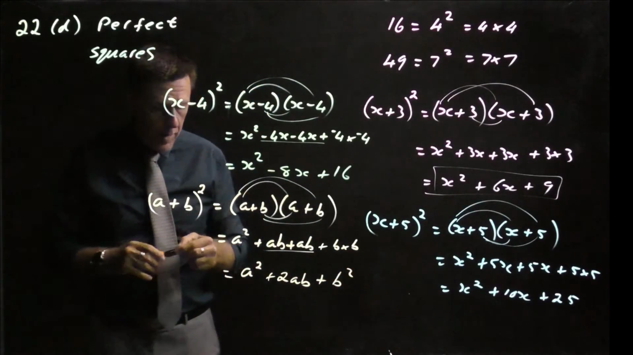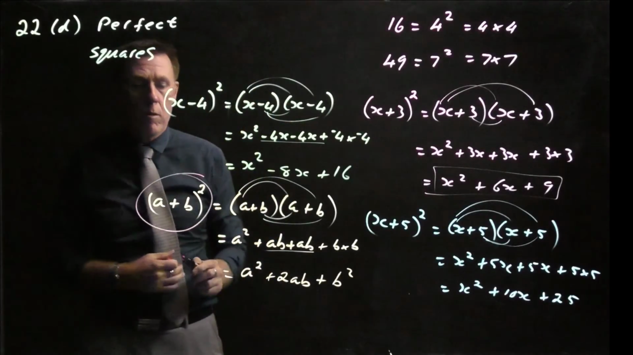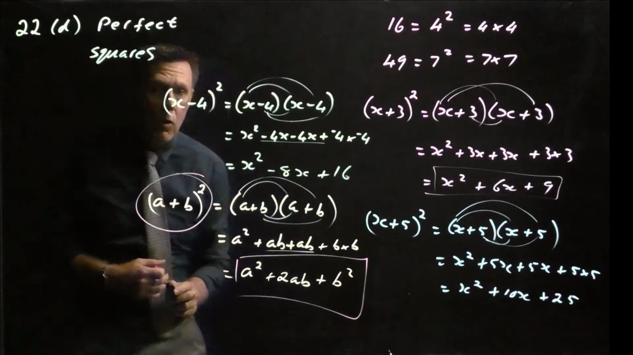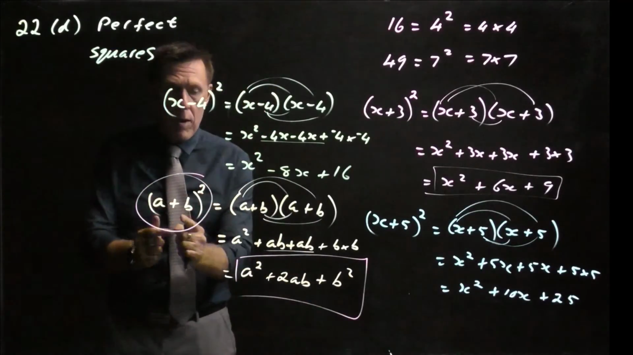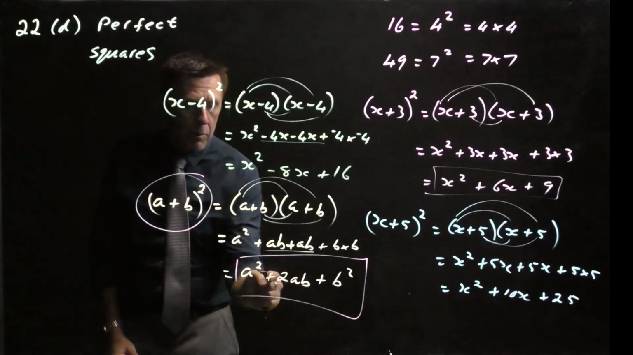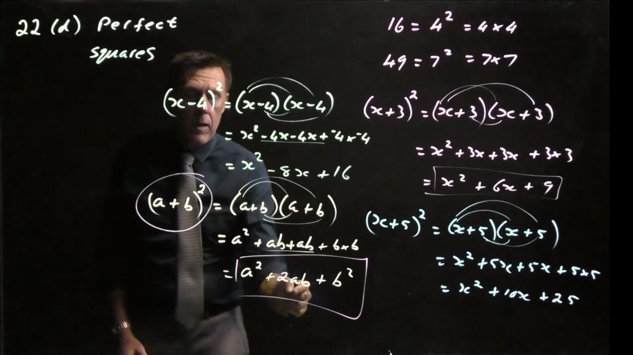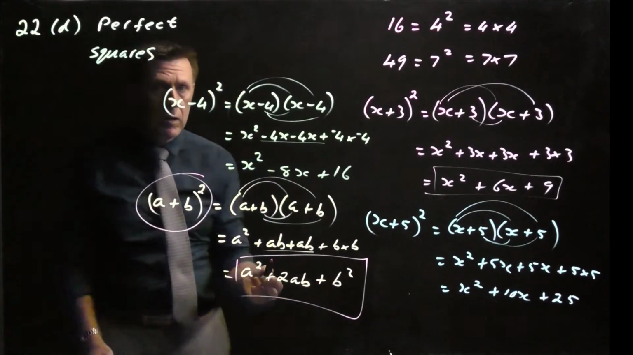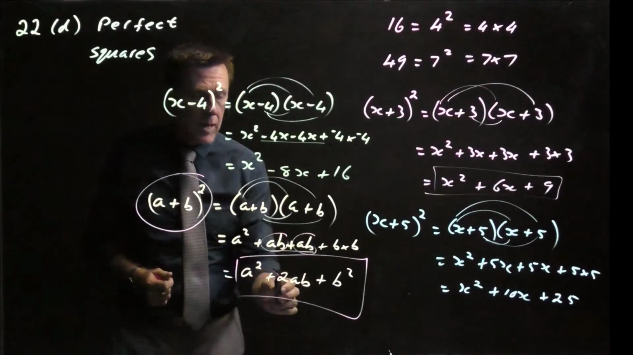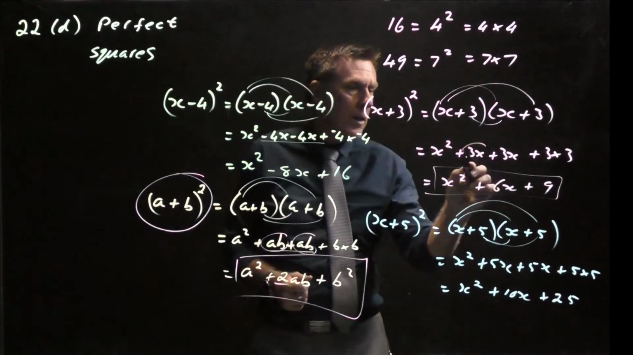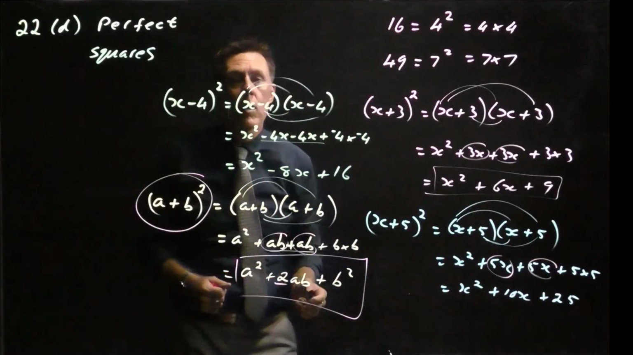And here is the pattern that you need to be able to follow. If you are going to square a bracket, you are going to follow that particular pattern right there. Square a bracket, it's the first one squared, plus, times the two numbers together and double the result, and then the second one squared. Why double the result? Because this inside element happens twice.